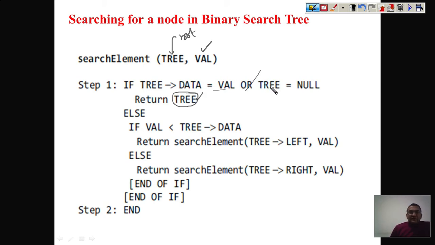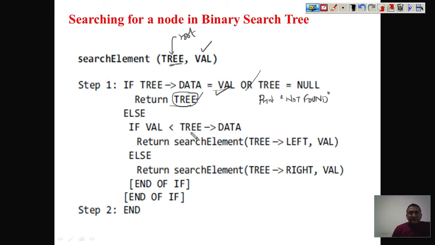Or if the tree is null, meaning the address which is passed as a parameter is null, that means the value which you are looking for is not found. So you can return, or you can print, not found. So if the condition is matching, then you will return the node, and if you are getting null, then you will say not found. Otherwise you will move to the next part.